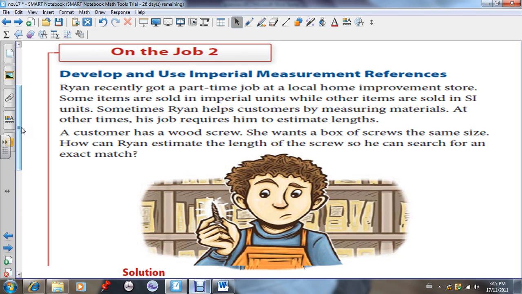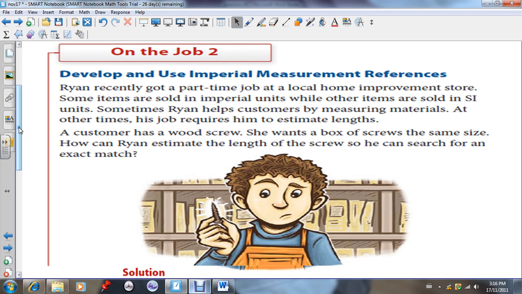Develop and use imperial measurement references. Let's read. Ryan recently got a part-time job at a local home improvement store. Some items are sold in imperial units while other items are sold in SI units. Sometimes Ryan helps customers by measuring materials. At other times, his job requires him to estimate lengths. Now, a customer has a wood screw. She wants a box of screws the same size. How can Ryan estimate the length of the screws so he can search for an exact match?